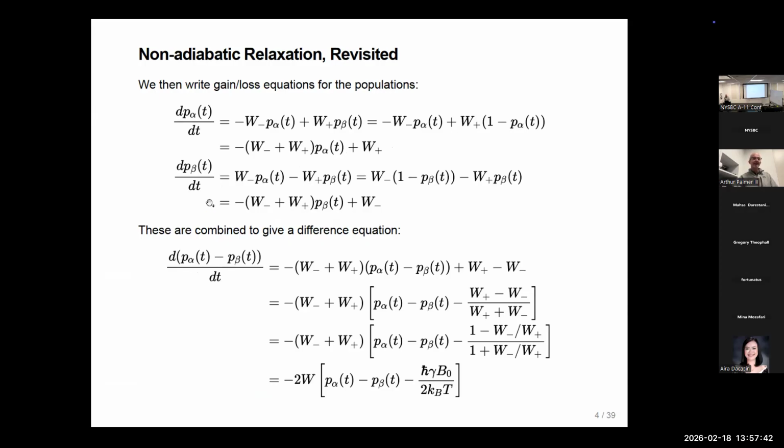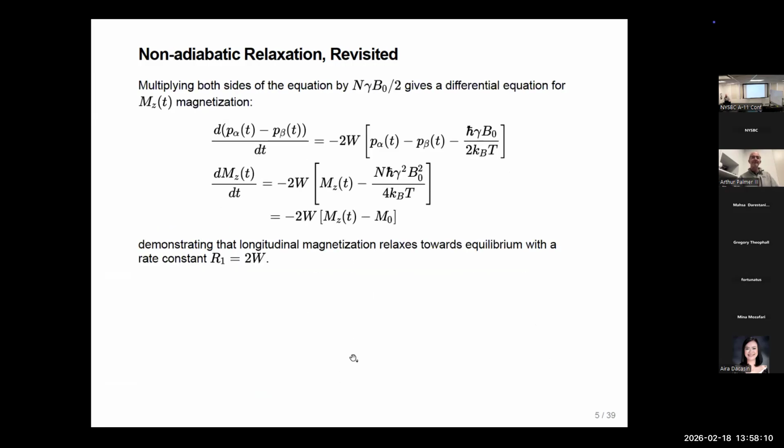And now I can ask, let's subtract these 2 equations to get an equation for the difference in the populations. I subtract the 2 equations and do a little bit of algebra, and remember what I meant by W minus over W plus, that those are fixed by Boltzmann equilibrium. I get here with some algebra.